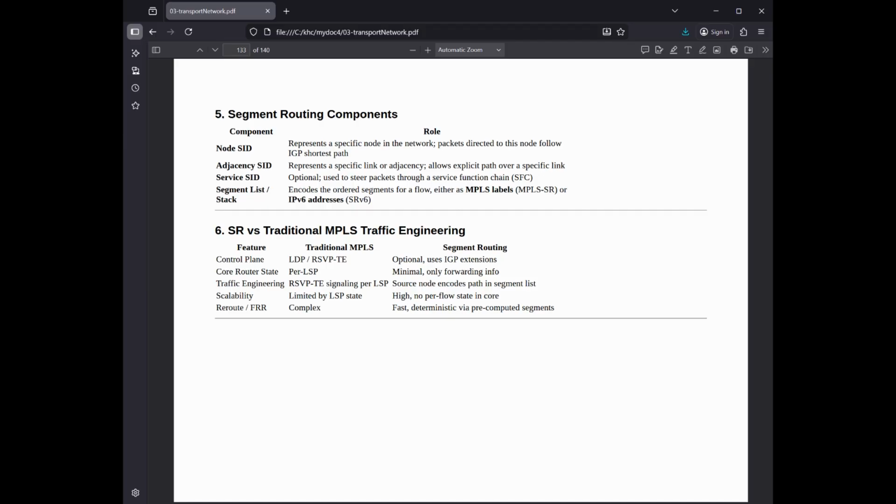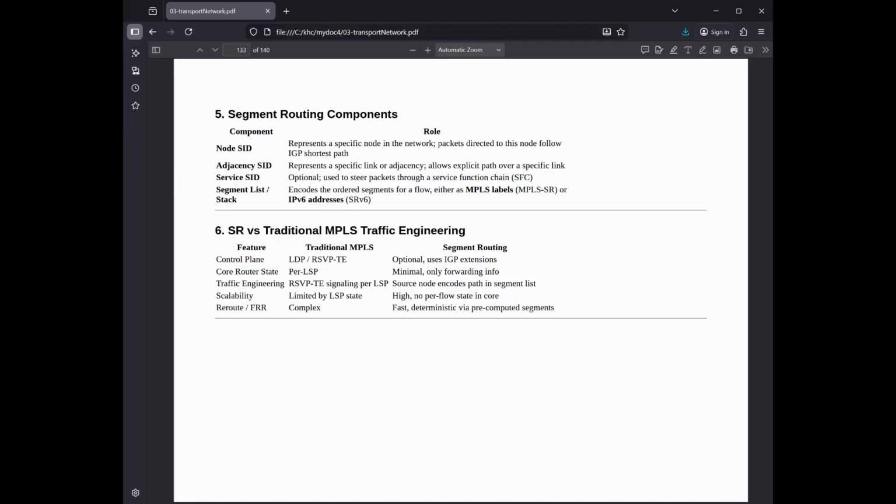Integration with SDN. With traditional MPLS TE, it is difficult for an external controller to manage RSVP-TE tunnels because of the distributed nature of the protocol logic. Segment routing is the native language of SDN. An SDN controller calculates a path and simply gives the ingress router a segment list. The controller doesn't need to touch any other router in the network to make that path work.